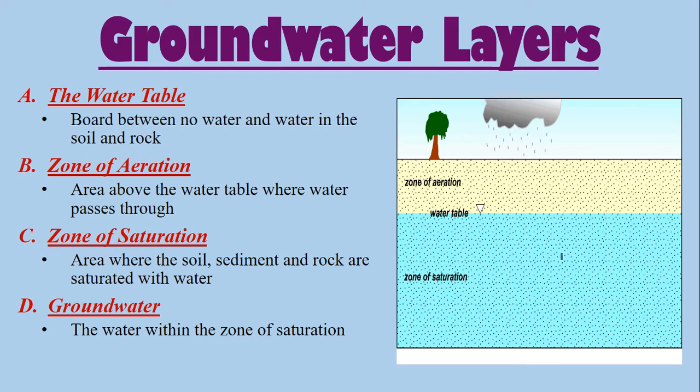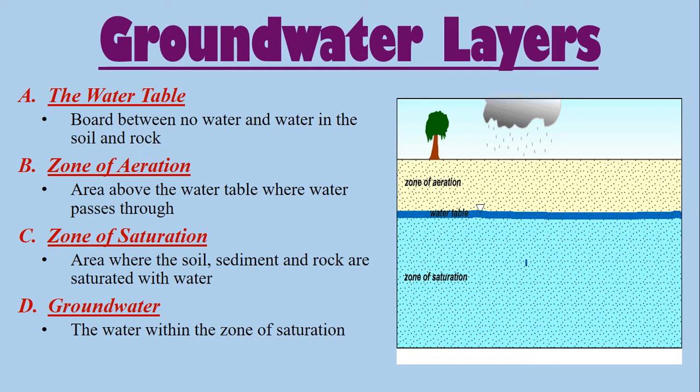You can see the blue right here, that's all groundwater. All right, so the first thing is the water table, and you can see that right here. I'm highlighting it. That's the water table. It is the border between no water and water in soil and rock. You can see no water up here, water down here. The water table is the border. And when people say the water table is dropping, that means there's less water in the groundwater and more soil without water.